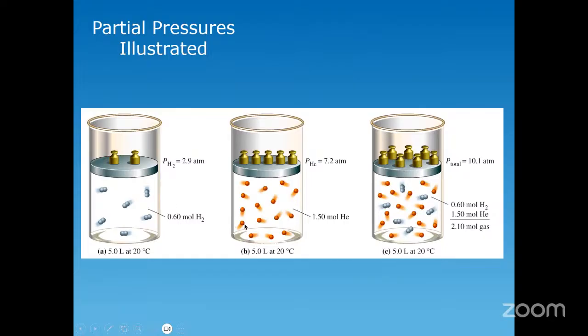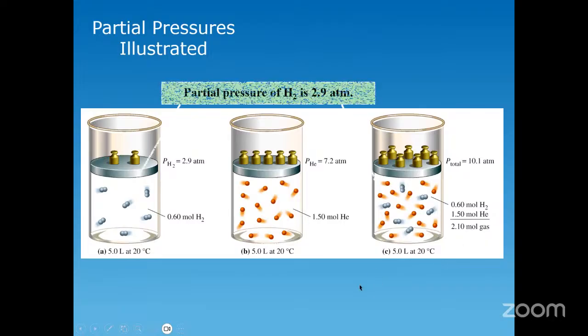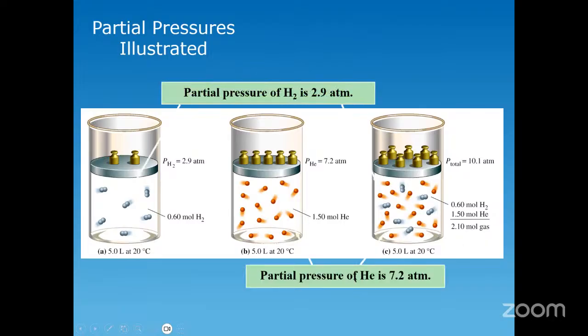So when you combine these two, the temperature and the volume still being the same, basically to get the total pressure, you just add 7.2 to the 2.9. And this is just showing you that the moles will be combined to give you 2.10 moles, all right? So that's basically how that works.